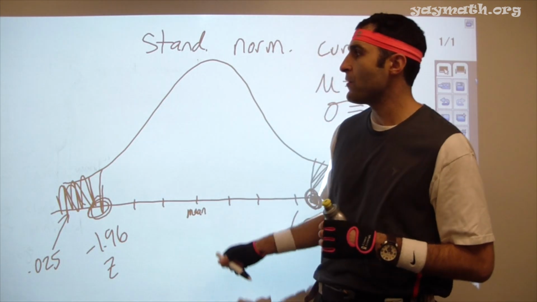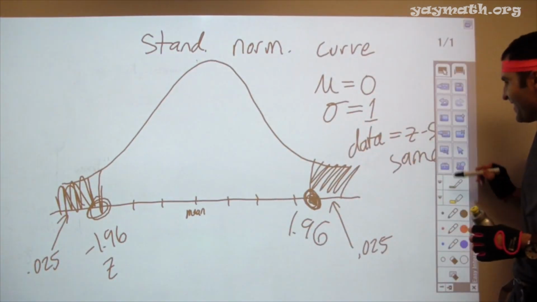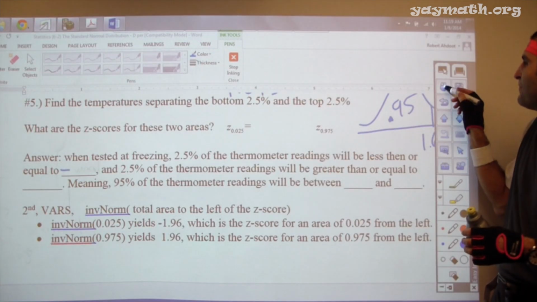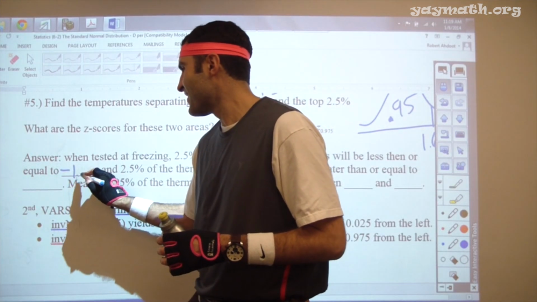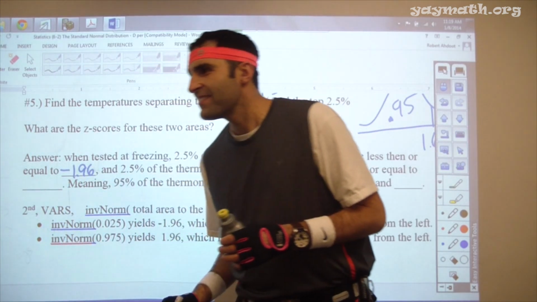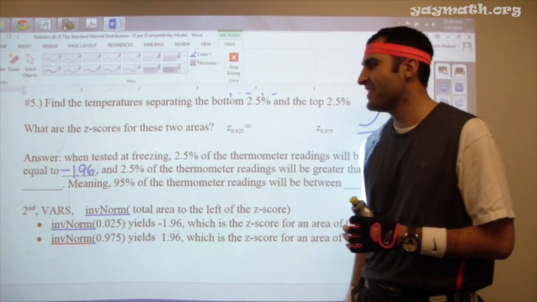Yeah, negative 1.96. I realize I'm drinking sink water. Yum. Maybe that's why it tastes like vanilla. Before you were like vanilla. Oh yeah, let's flavor our water.